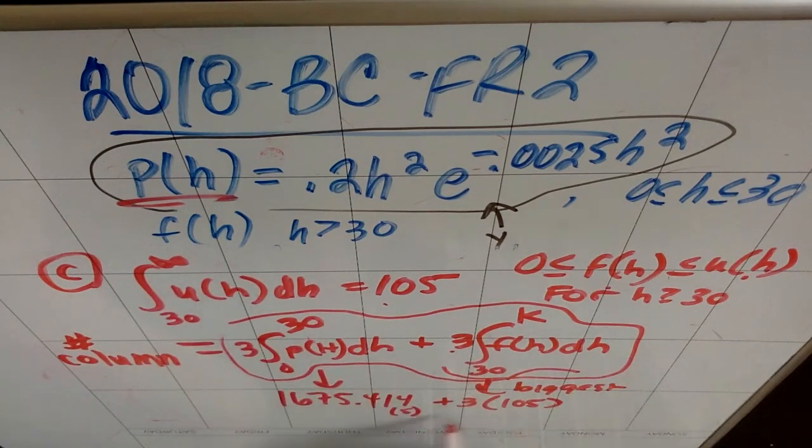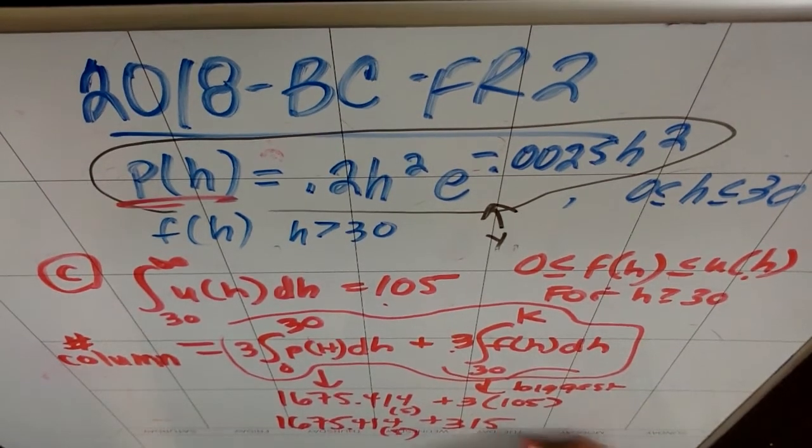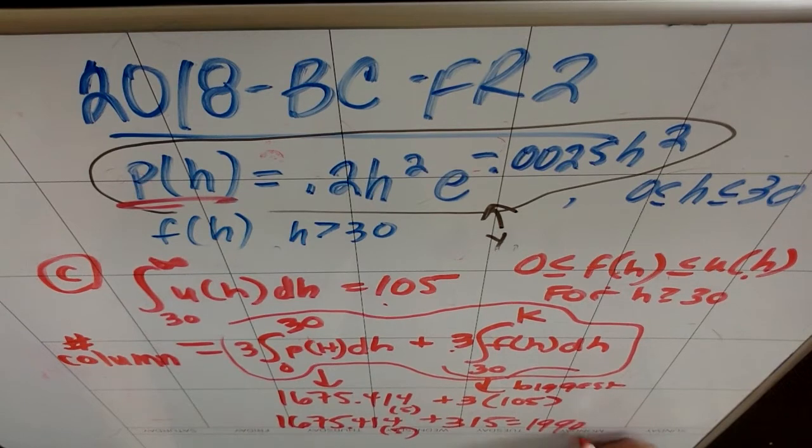So this is definitely smaller than this, and so I get 1675.414 or 5, doesn't matter, plus 315, right? And if I add these numbers together, I get something in the 1990 range, right?